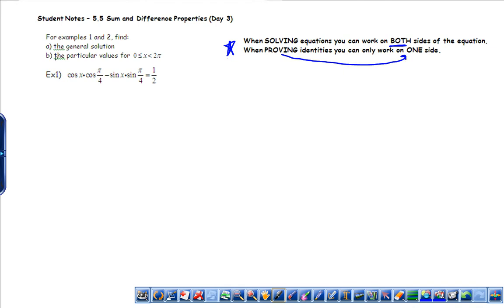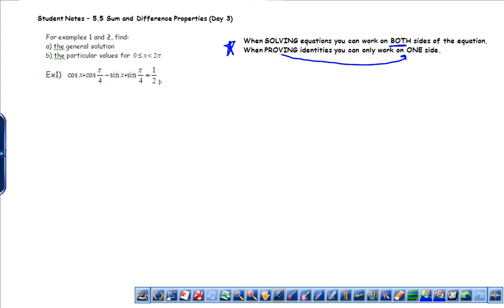If you notice here, I'm pulling back in general solutions. So we need to find a general solution for part A, and then on B, we're finding particular values from 0 to 2 pi. That just means you're finding, it may not be 3 values, it could be 2, it could be 5, however many values fall between 0 and 2 pi, and they do have to be positive.